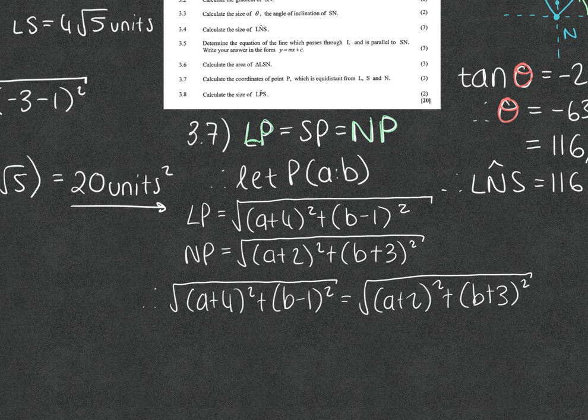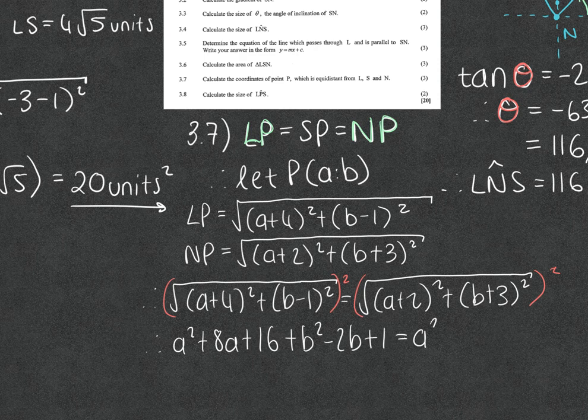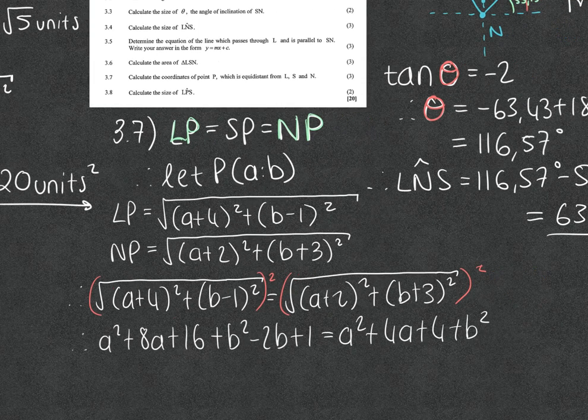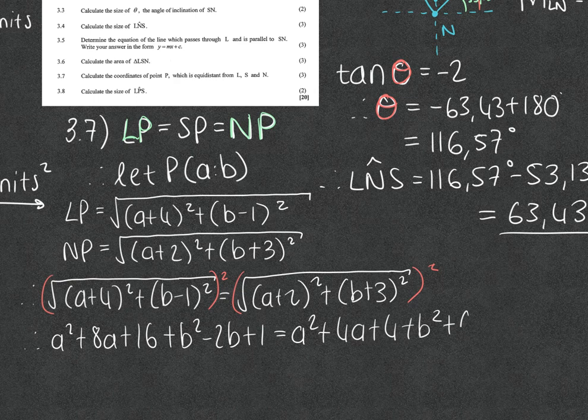Squares fall away, or square roots fall away, because you can square both sides. I'm just going to show you that. So if you square this side, you can square that side, and then we can sub in. Therefore, A squared plus 8A plus 16 plus B squared minus 2B plus 1 equals A squared plus 4A plus 4 plus B squared plus 6B plus 9. So what's going to happen to the squareds? Those cancel, and then it's a matter of getting your B's on one side.